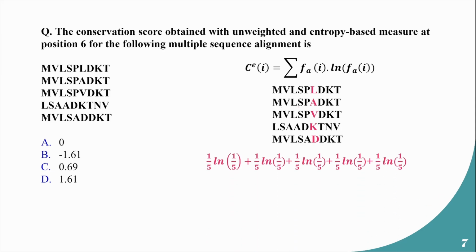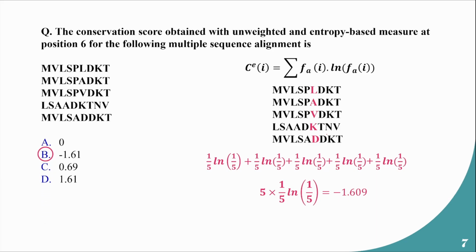So here what would happen is that out of these 5 sequences, because there are only 5 sequences, leucine is present only one time, right? So you have to do 1 by 5 times ln 1 by 5. And then for alanine, again the same thing, 1 by 5 times ln 1 by 5. And because every amino acid at this position occurs only once, we had to do it 5 times. So 5 times 1 by 5 ln 1 by 5 would give us a value of minus 1.61. So that is how we calculated the conservation score.